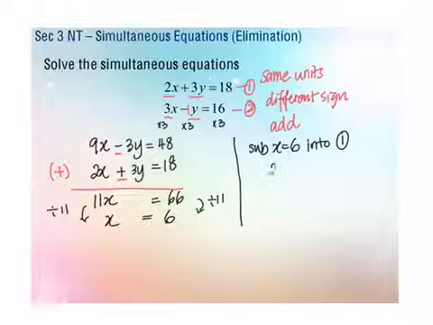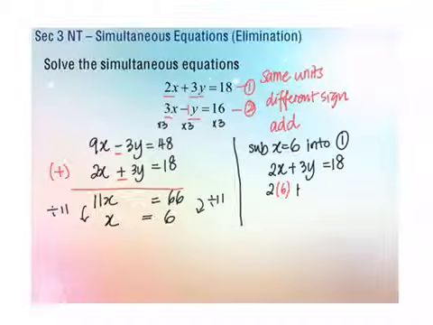So equation 1 is 2x plus 3y equals to 18. What are we going to do? We are going to replace x. So the moment I see x, I'm going to put a bracket. Bracket x is 6. Okay, plus 3y equals to 18. That will give me 12 plus 3y equals to 18.